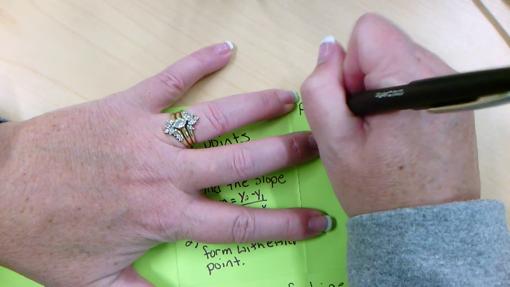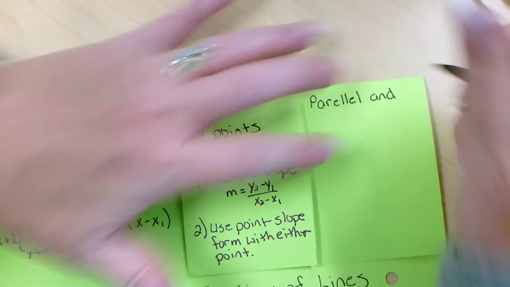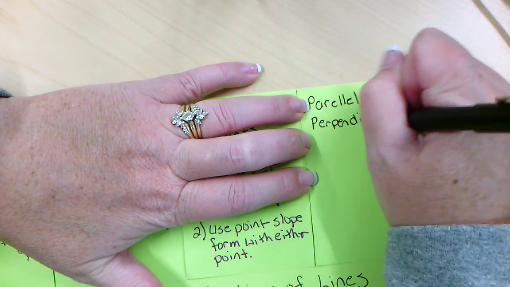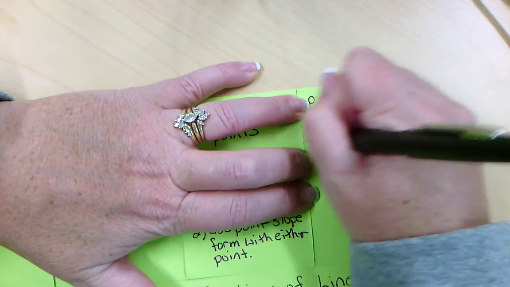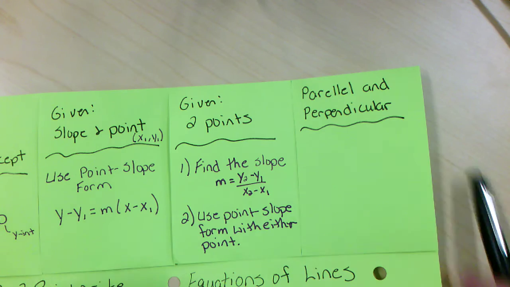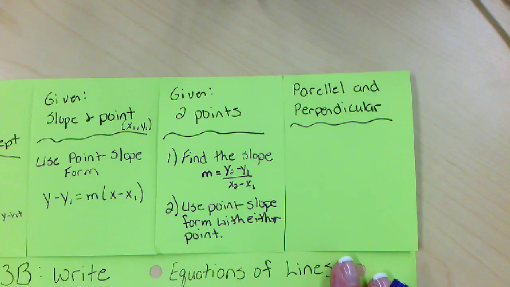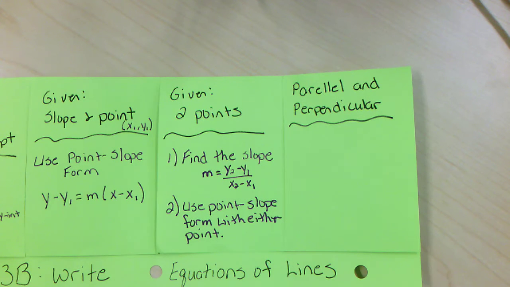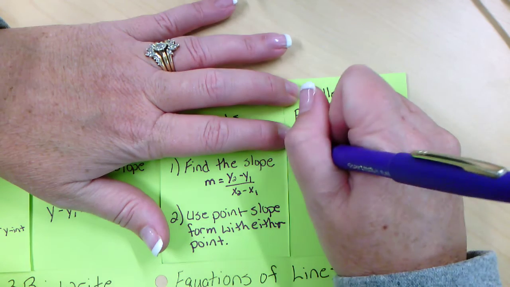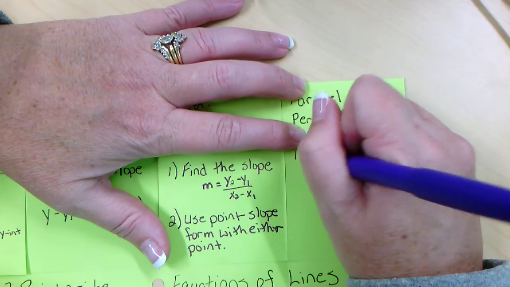So we're going to title this one Parallel and Perpendicular. Okay, so here we've talked about parallel and perpendicular lines already. So parallel lines, remember, have the same slope. Perpendicular lines have negative reciprocal slopes of each other. So the first thing you have to do is read the problem, and you need to decide what slope you need to use by if it's parallel or perpendicular.